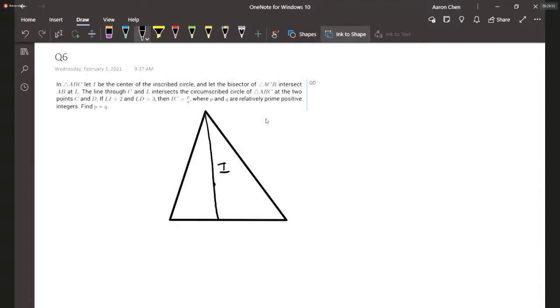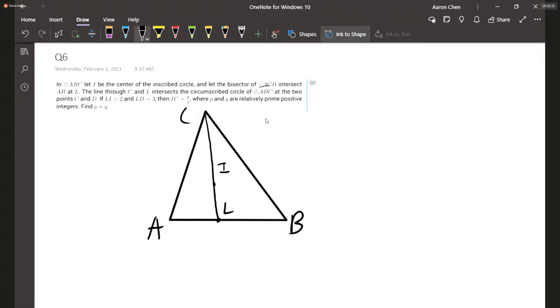So one of the definitions of the incenter of a circle is the intersection of the bisectors of the angles. So the bisector of ACB goes through I. And so this is point L.